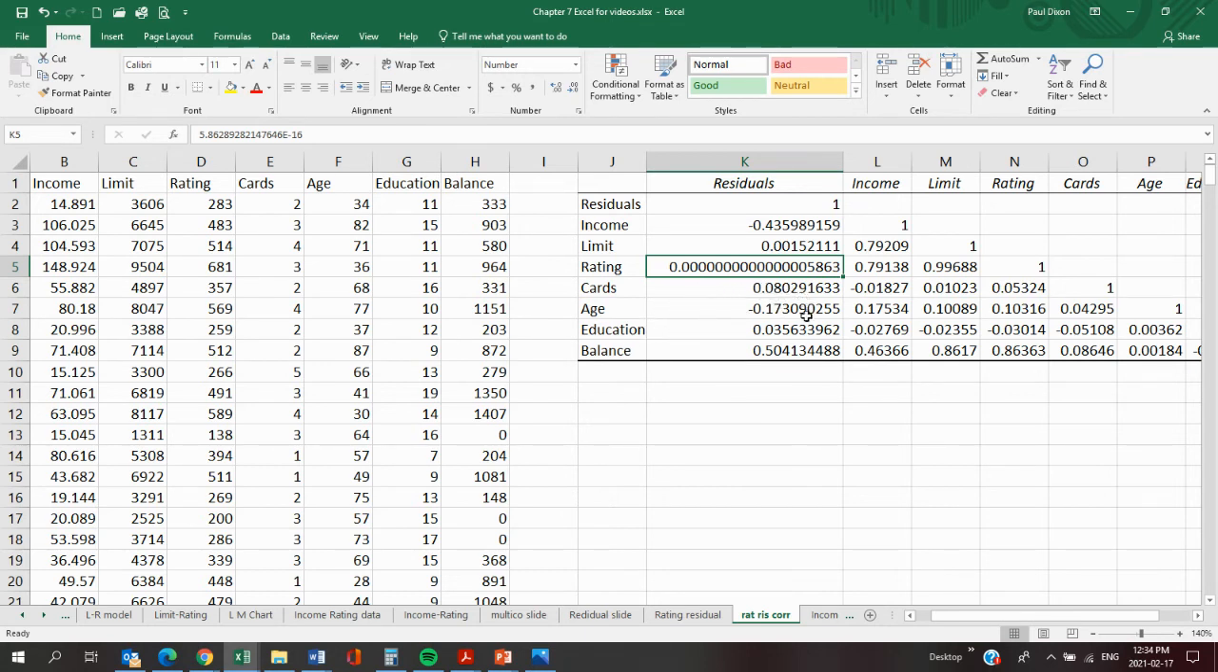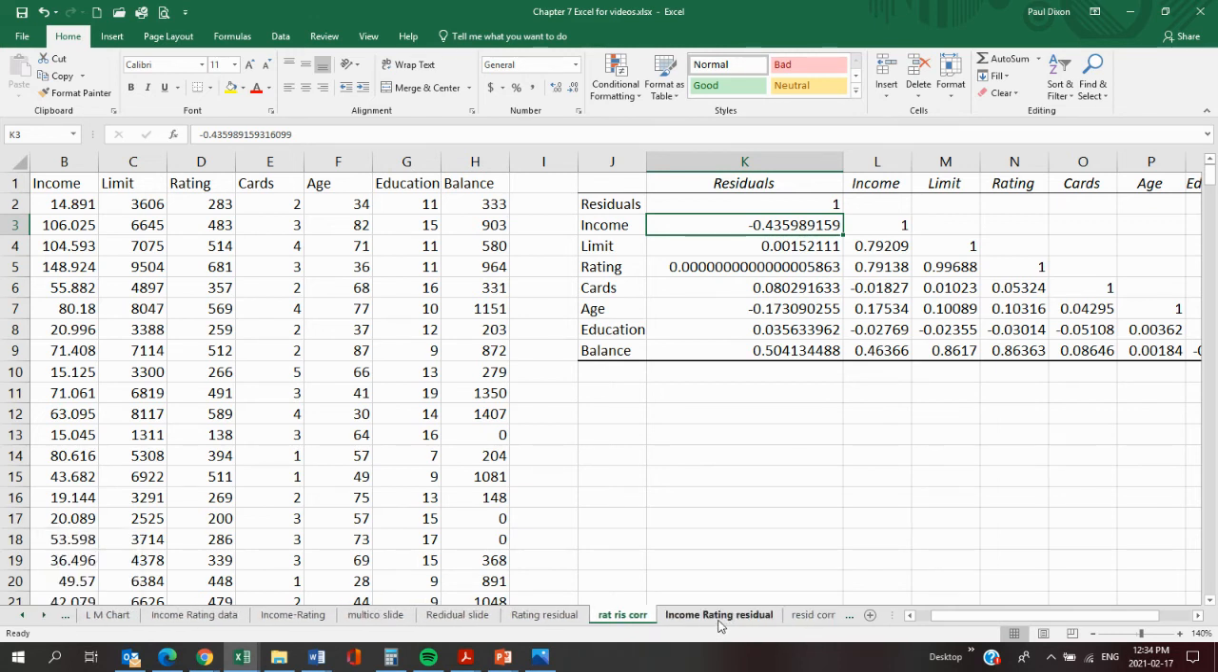Credit cards has a low correlation. Age, negative, somewhat correlated. Education, and ignore balance. That's because you always get a correlation between the predicted variable and its residuals. But my next best one would have been income to add. So I'll add income in, but now I recognize that I should expect it to have a negative relationship with that variable.